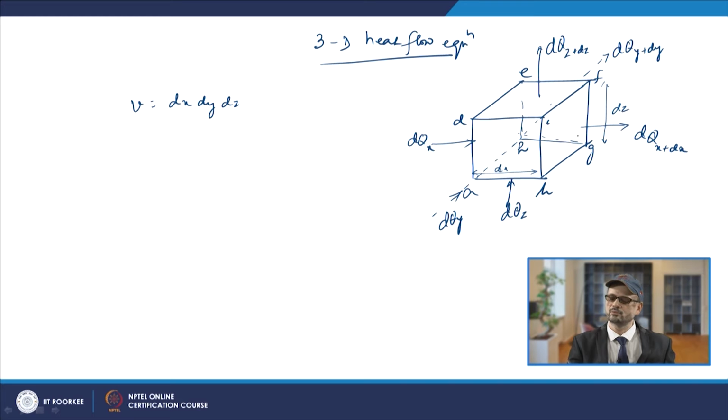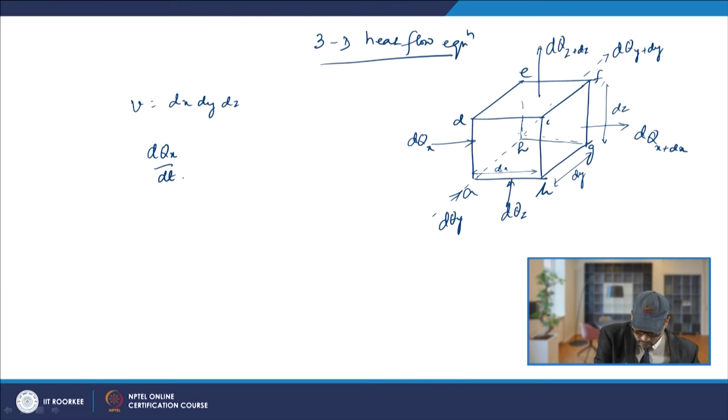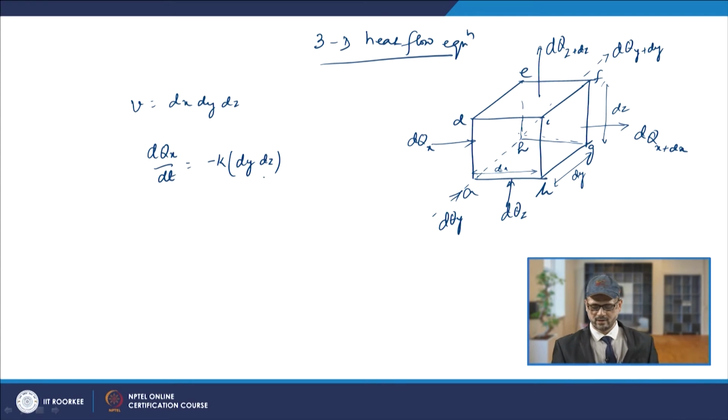So we take it as dx, dy, and dz. Now you can use Fourier's law of conduction, and you can get the expression for dqx by dt. So dqx by dt will be minus k A. A will be the area of this face. This side is dy and this side is dz, so it will be dy dz. And then you will have the temperature gradient, that will be dou T by dou x.